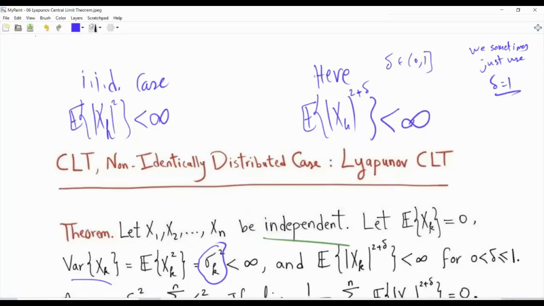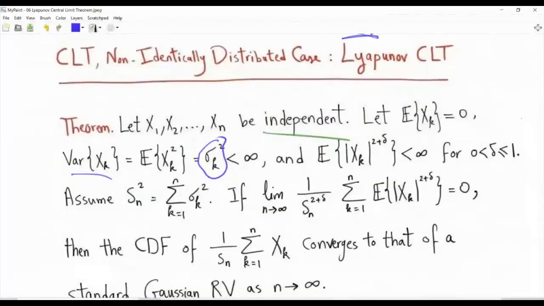Okay, but when you do the proof, that's actually one of the big advantages of knowing the proof. Now you will see why this is needed. Definitely there will be a limit, and we will try to evaluate that limit, and we will be stuck unless we assume that something is finite. But actually, in our case here for the Lyapunov CLT, there is more. So we will require that this is finite for every k, but we also require something that looks a bit weird, which is that this limit here should be 0.